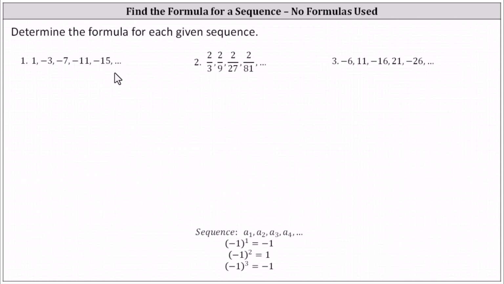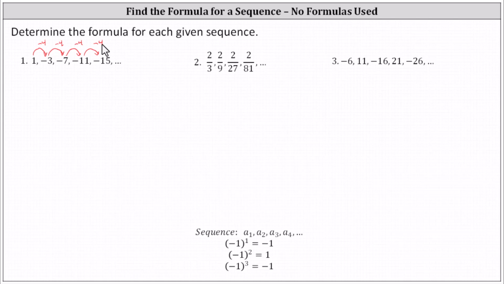Analyzing the terms of the sequence, notice they're decreasing by 4 each time. 1 minus 4 equals negative 3. Negative 3 minus 4 is negative 7. Negative 7 minus 4 is negative 11. Negative 11 minus 4 is negative 15, and so on. Instead of writing minus 4, we can also write plus negative 4.